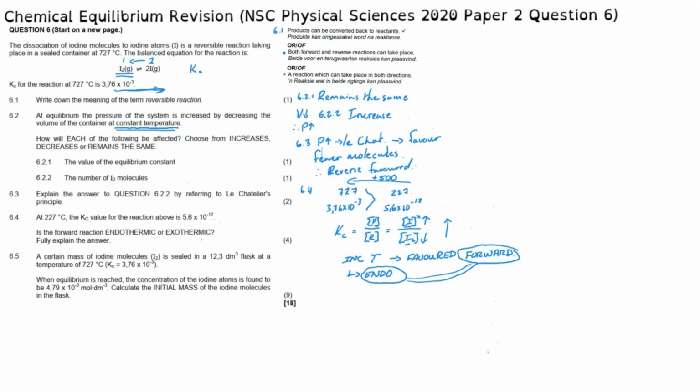Question 6.5 reads, a certain mass of iodine molecules, I2, is sealed in a 12.3 cubic decimeter flask at a temperature of 727 degrees Celsius, where our Kc value is given. When equilibrium is reached, the concentration of the iodine atoms is found to be 4.79 times 10 to the negative 3 moles per cubic decimeter. Calculate the initial mass of the iodine molecules in the flask.